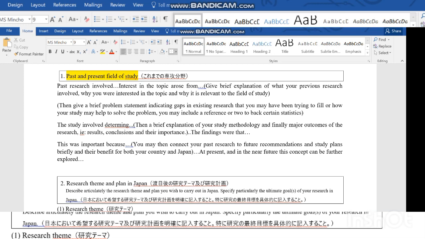Then here's the advice basically that I'm just citing. So let's go through it. Give a brief explanation of what your previous research involved, why you were interested in the topic, and why it is relevant to the field of study. So you talk about why it was relevant for you to study that. For me, the relevance was just that there's not a lot of documentation on the use of edible insects in these ways, and the practice is there definitely, but the documentation is missing, right? So such things, it's good to have.